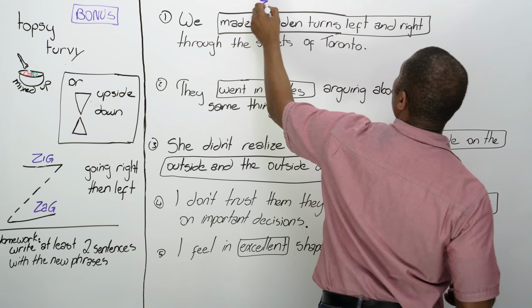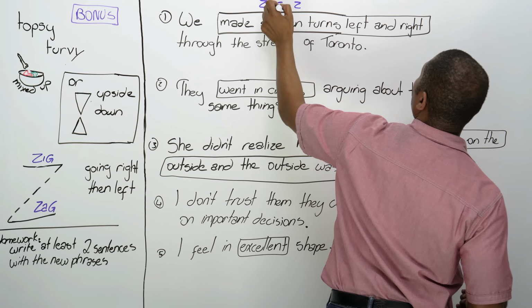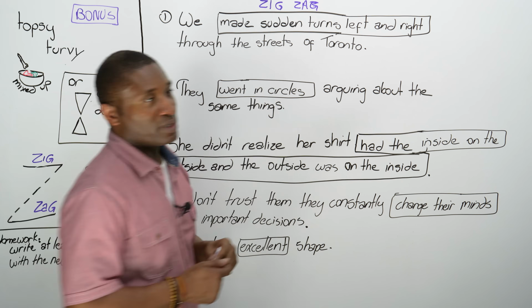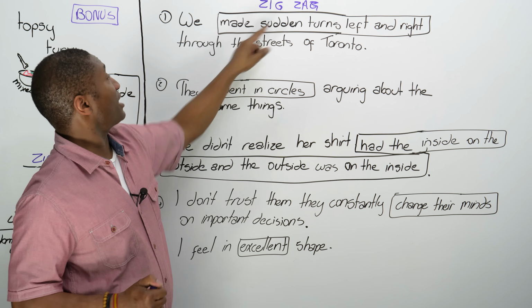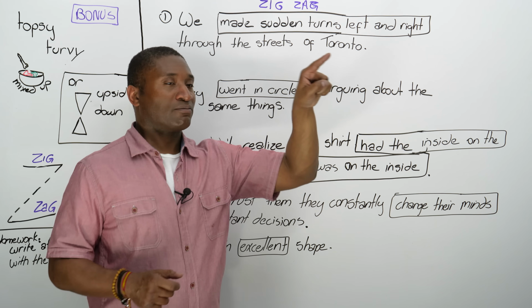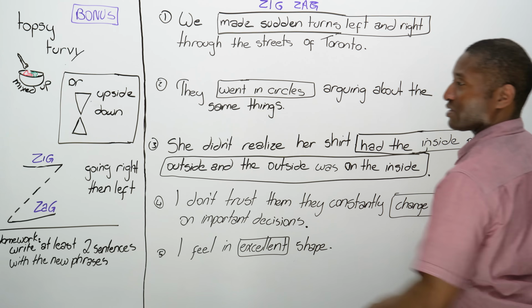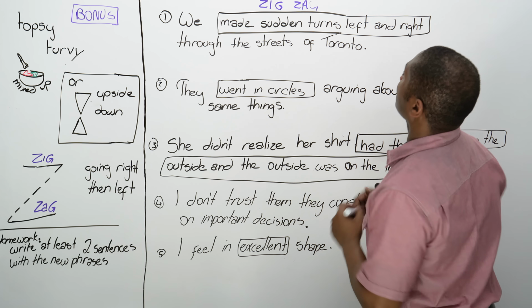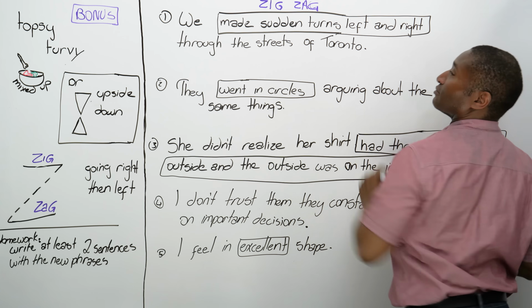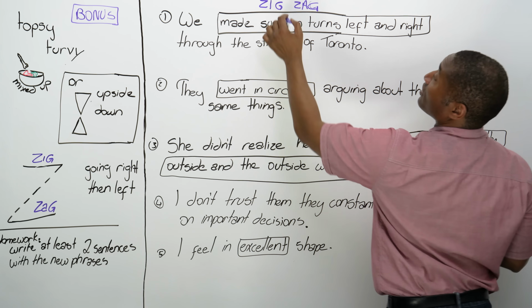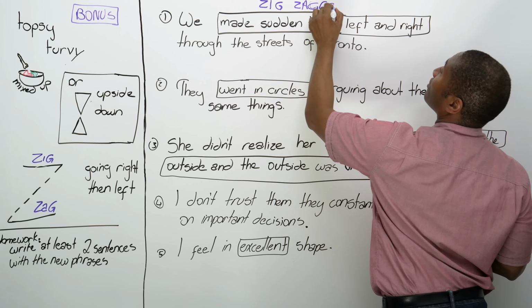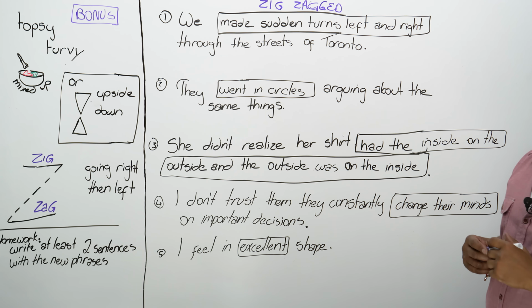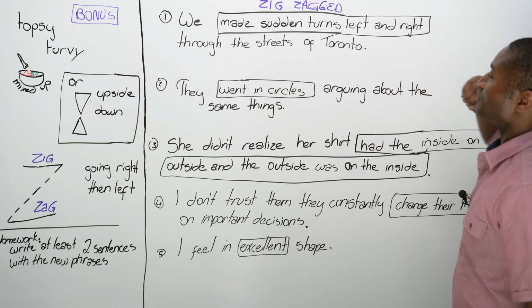Yeah. We talked about zigzag, right? To zigzag. So we zigzagged through the streets of Toronto. We went this way, we went that way, we went this way, we went that way. Not a straight line. Cool? Zigzag. Let me clean that up a little bit. To zigzag. Oh, we zigged and we zagged. You can say we zigged and we zagged, but not we zagged and we zigged. You can't say that. Through the streets of Toronto.